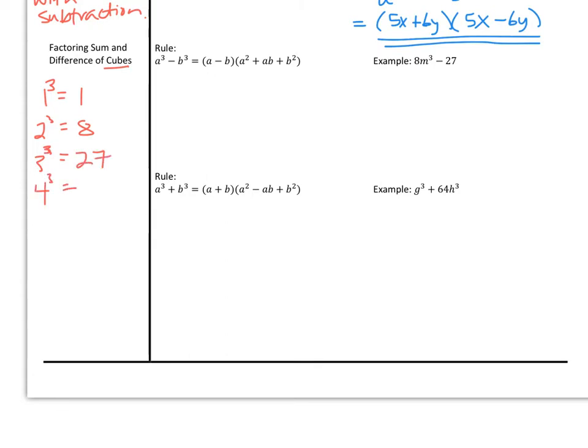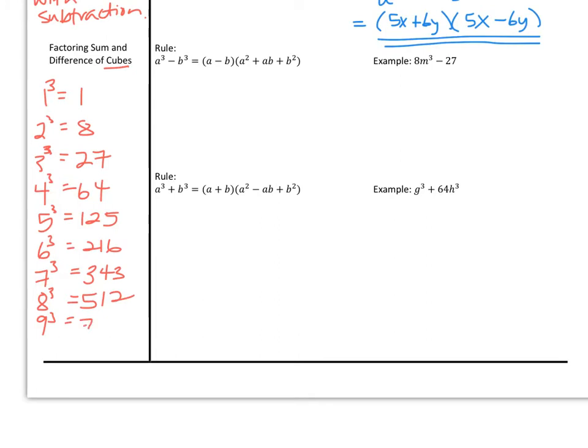4 cubed would be 64. 5 cubed, now these are going to get kind of big, 125. 6 cubed would be 216. 7 cubed is 343. 8 cubed is 512. 9 cubed is 729. And if we go all the way up to 10 cubed, that's 1,000. So all the numbers on that right-hand side are examples of perfect cube values.